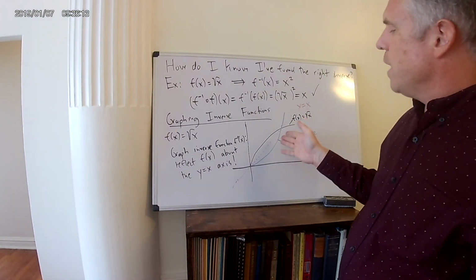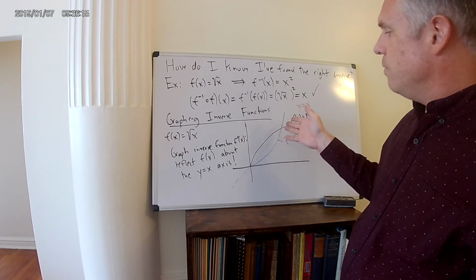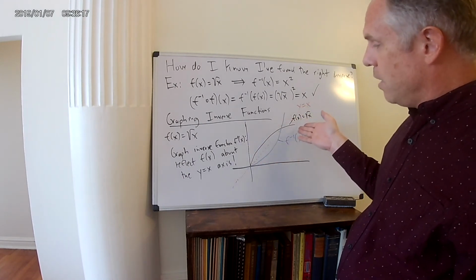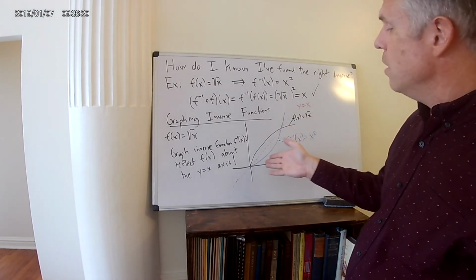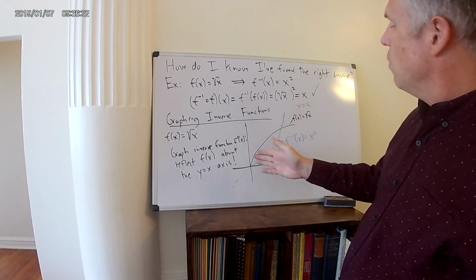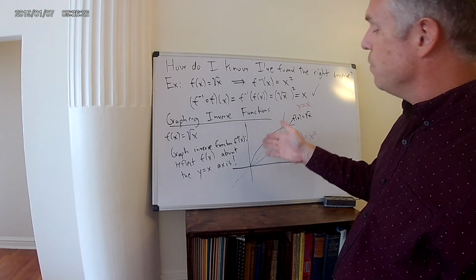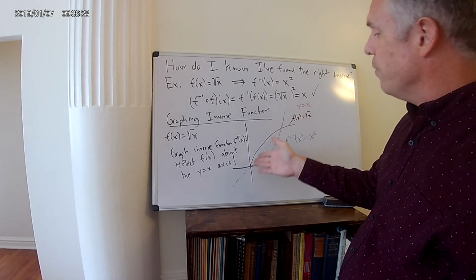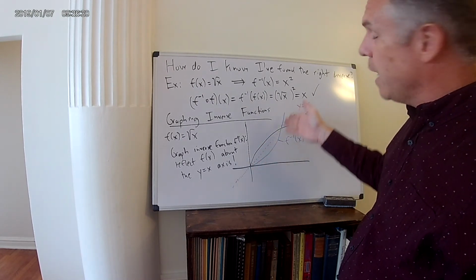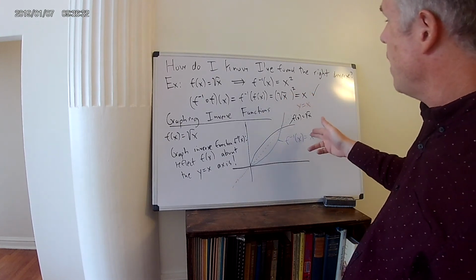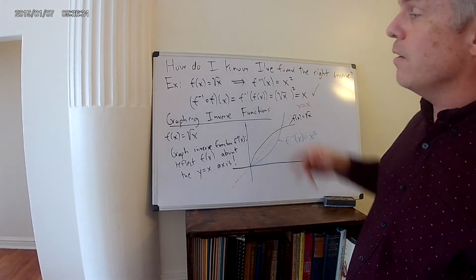Basically though, if you have the graph of a function and you want to get the graph of the inverse function, draw the line y equals x, reflect the function f of x about the line y equals x, and you will get your inverse function, which we found. We know this is the inverse function because we found it earlier.